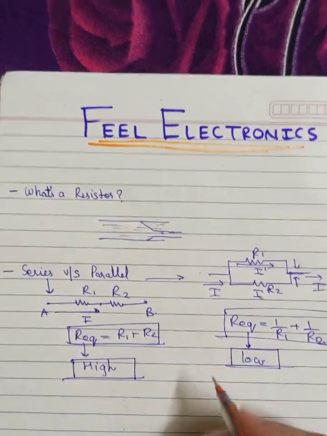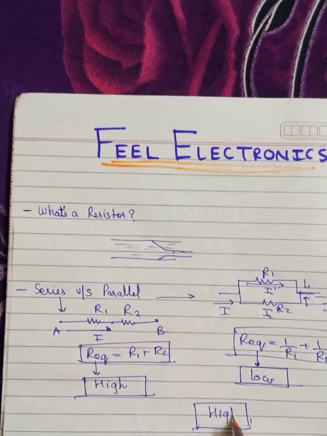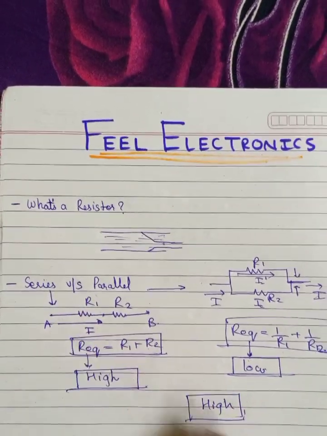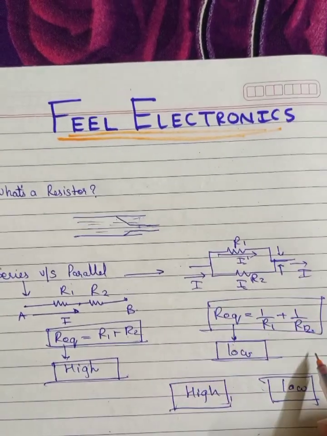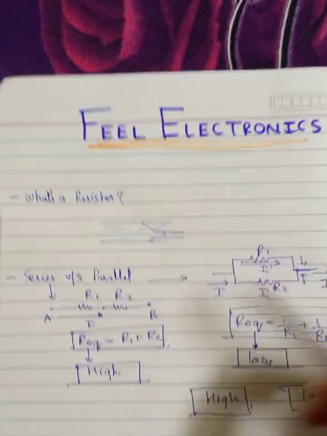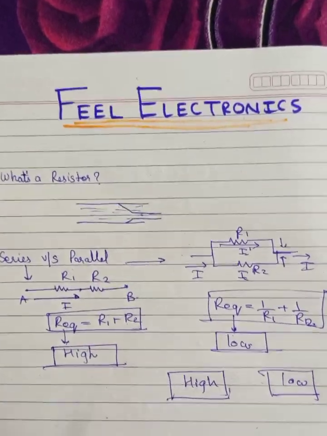So when you need a circuit with high resistance, you can use a series connection. And if you want low resistance in a circuit, you can use a parallel connection. You have to take all this into consideration when building a circuit.